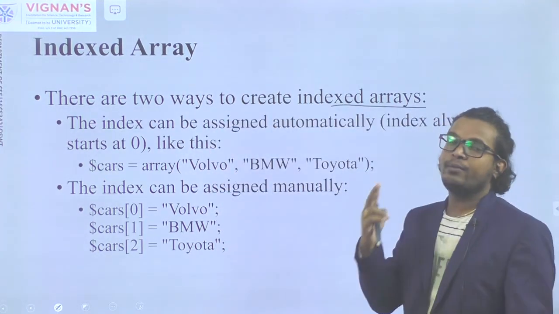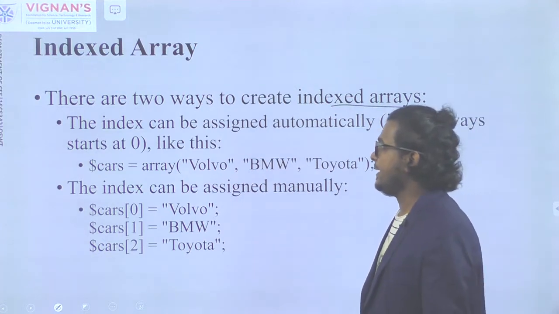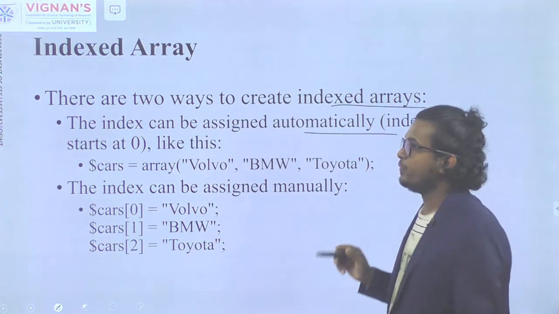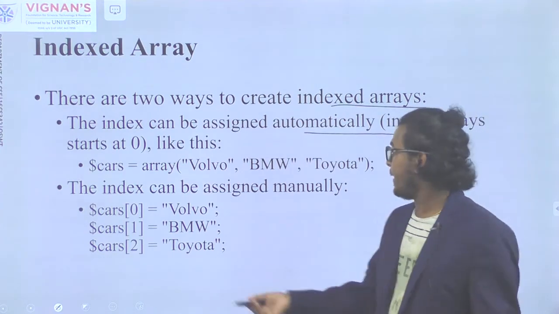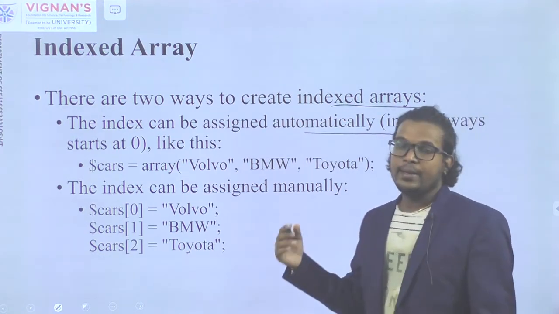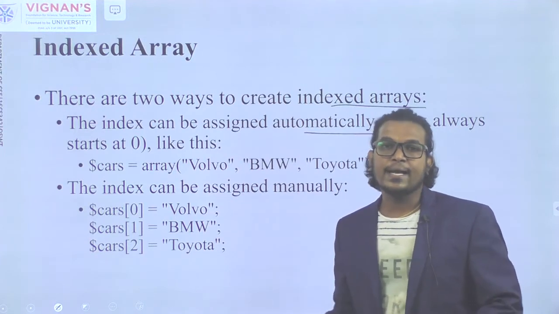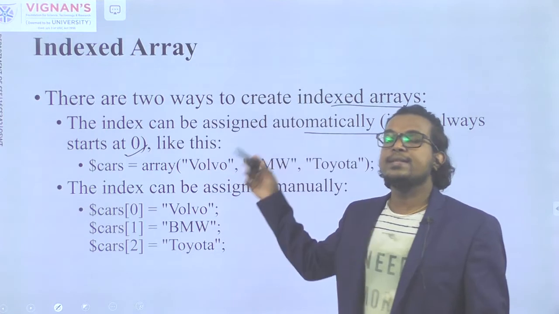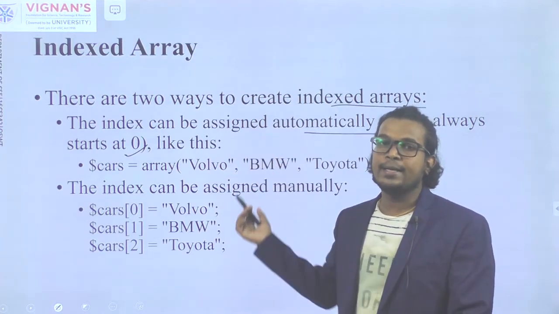We have two ways to create this indexed array. The first one is that the index is assigned automatically. Automatically means the index value always starts with 0. We call that the automatic indexed array.